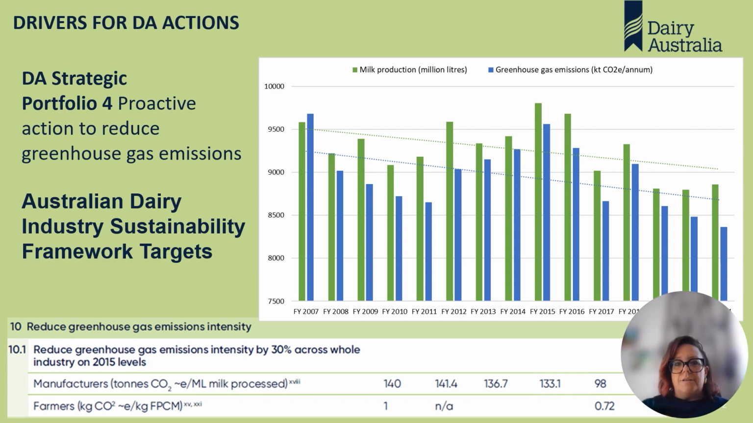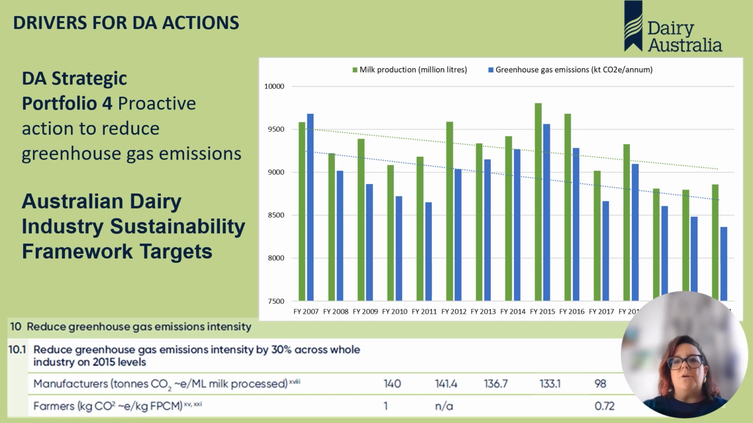So, Dairy Australia has a strategic plan for 2020 to 2025, one of the goals of which is to proactively reduce the industry's greenhouse gas emissions. The graph shows us the milk production and net greenhouse gas emissions over time, back to 2007. And we can see that they are both trending downwards.